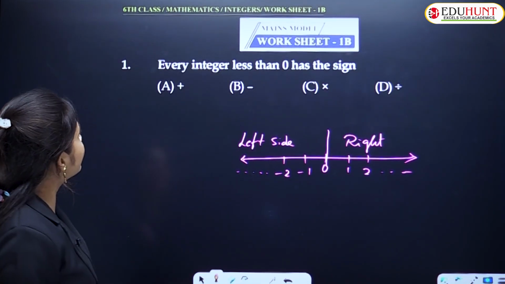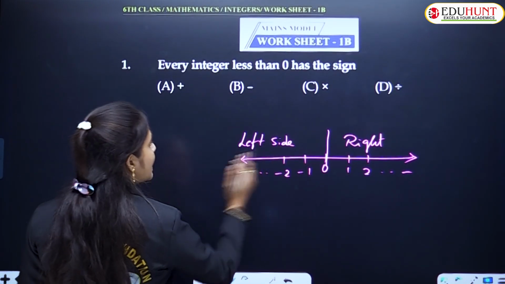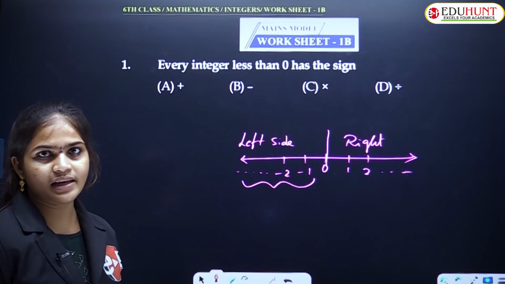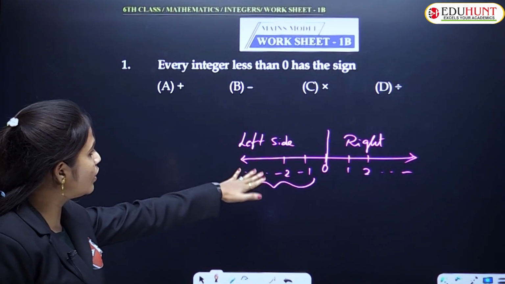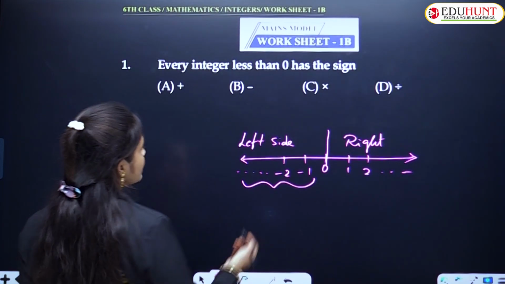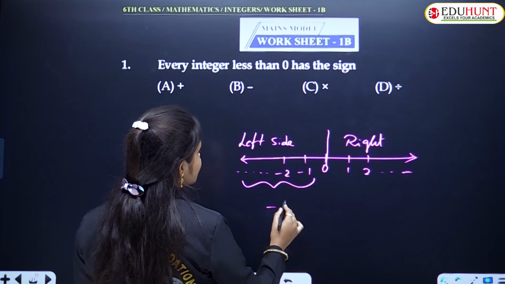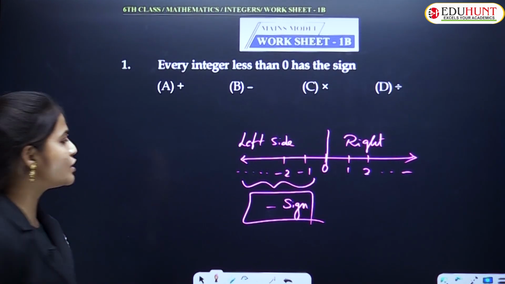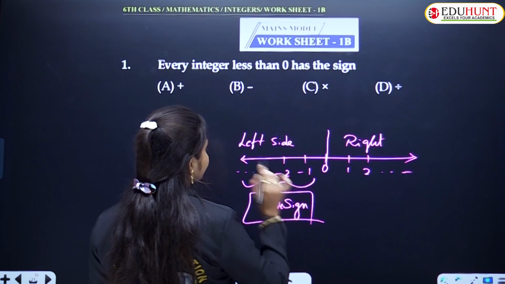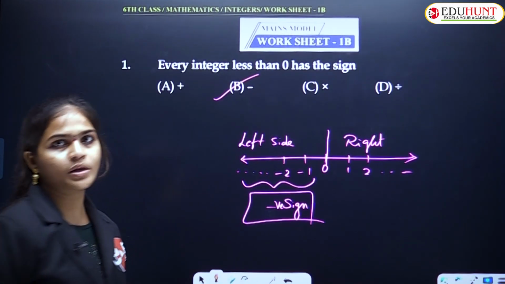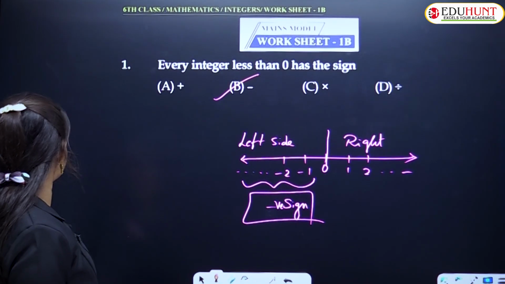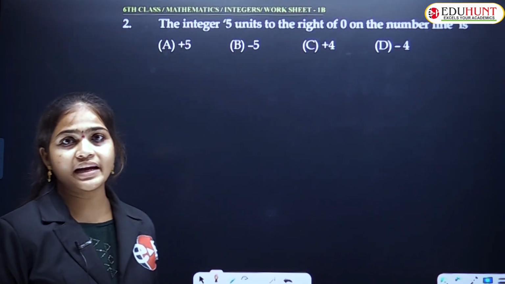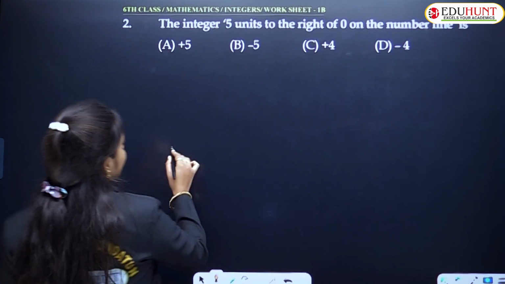Understand? And here they're asking every integer less than 0, which side is it on? Less than 0 means left side on the number line. So on the left side of 0, what values are there? Negative values. So all of these have which sign? Negative sign. Understand? Minus sign is there, which means a negative sign. Okay, so the answer is option B. Am I clear? Yes.